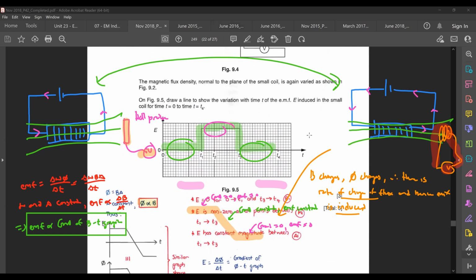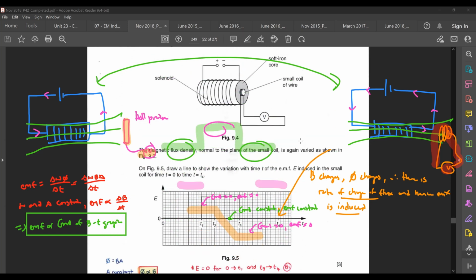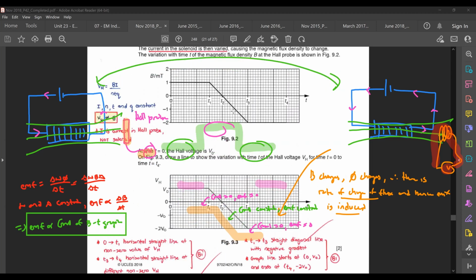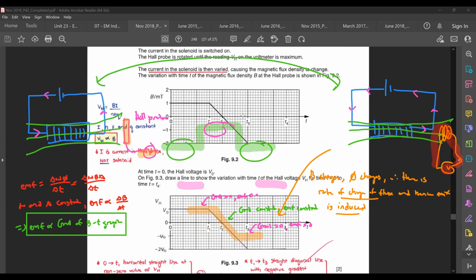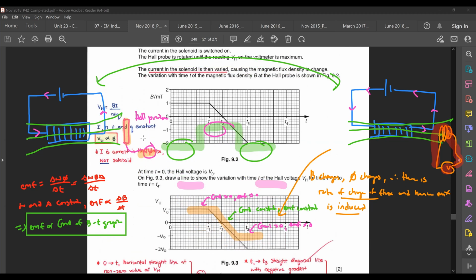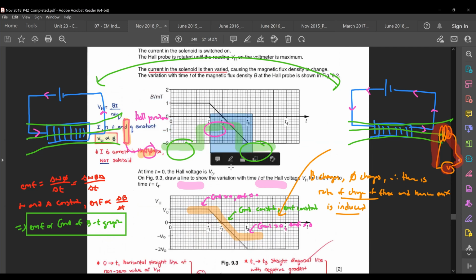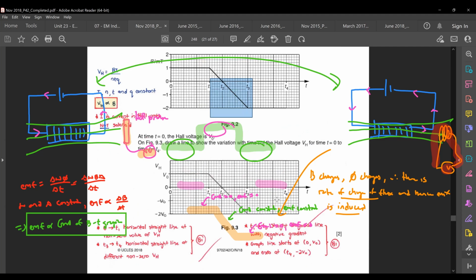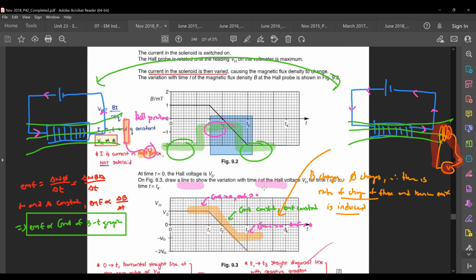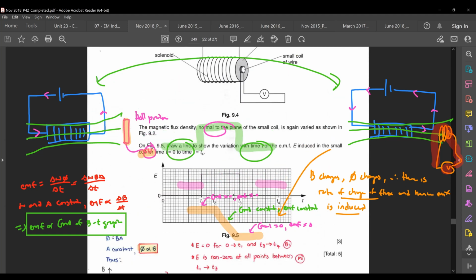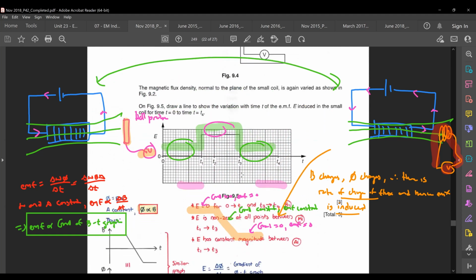The magnitude doesn't matter. There's no information given inside your question that will allow you to find the magnitude of your EMF, so you just leave it as it is. They did give you the value of your flux density, but they never gave you any information about the time, so you won't be able to work out your EMF in the first place. So it's just going to be this graph shape that you see here.